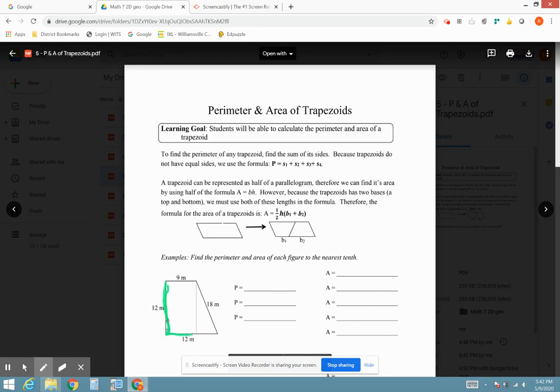It's side plus side plus side plus side. And then the area formula for this shape is a little bit more complicated than the ones we've done, but area remains the inside space. Okay, so all of that is the area. So to find the perimeter of any trapezoid, we add up all the sides. This explains where the formula comes from.